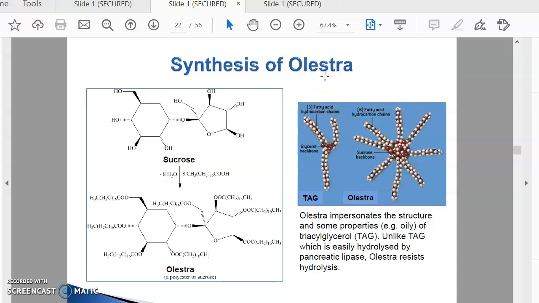This is an example of the synthesis of Olestra to replace normal fat. Okay, as you can see here, instead of using the glycerol backbone, they use sucrose. This is the sucrose molecule, and these fingers are the fatty acids. So you can see 16 carbon here, 16 carbon here, 16 carbon here. Instead of TAG like this, you get a structure like this, and because the structure doesn't contain glycerol, it cannot be digested by the pancreatic enzyme inside your body. Unlike TAG, which is easily hydrolyzed by pancreatic lipase, Olestra resists hydrolysis, so you cannot absorb it, and so it is low in calories.